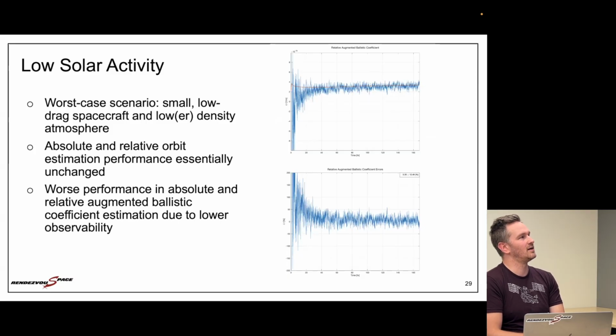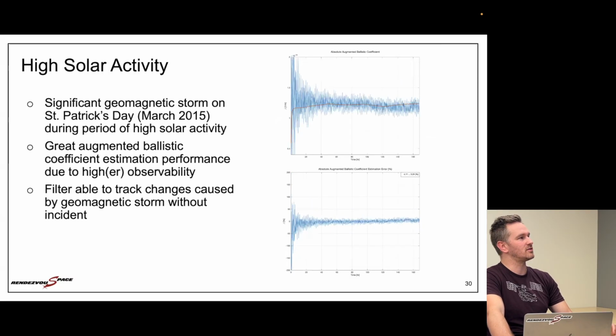It's less observable. And in the relative case, similarly, we do better than absolute, as expected, because we have better estimation of our relative orbits, but not as good as we did in the previous scenario where we had higher solar activity. But still able to track. This is still giving us information. I mean, a 12% error in relative augmented ballistic coefficient is still well within what we would use to maneuver. And obviously, it's going to give a significant performance increase over using a static model like Harris-Priester.